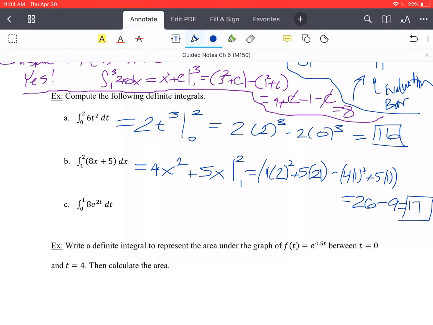Alright, and then last one down here. So the integral from 0 to 1 of 8e to the 2t. Okay. So the antiderivative of e to the 2t is, again, e to the 2t divided by 2, right, to balance out the 2t up in here. So this is going to be 8 over 2, which is 4, e to the 2t, evaluated from 0 to 1.